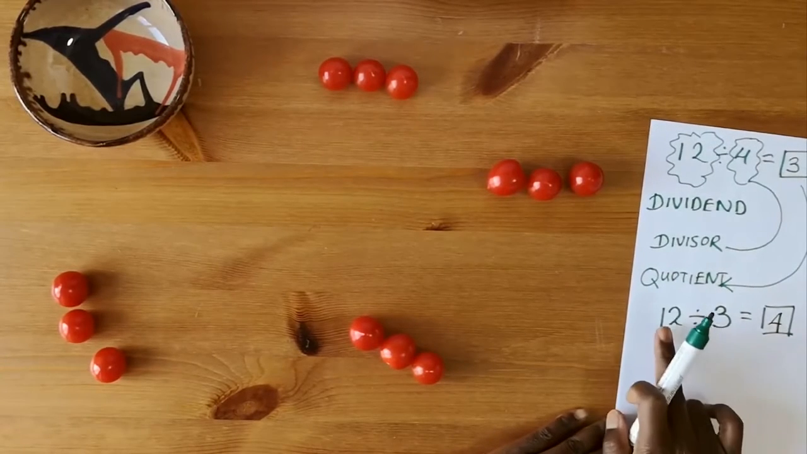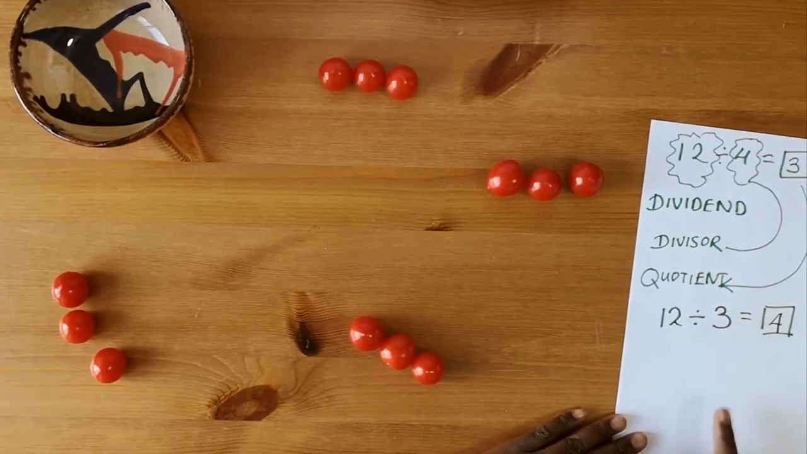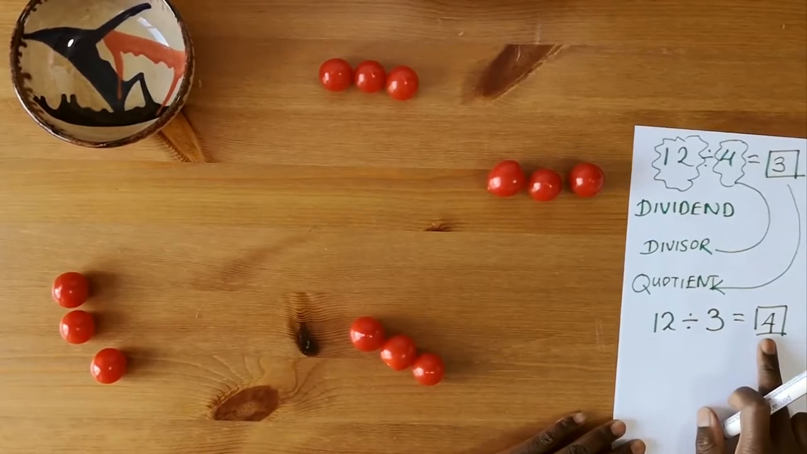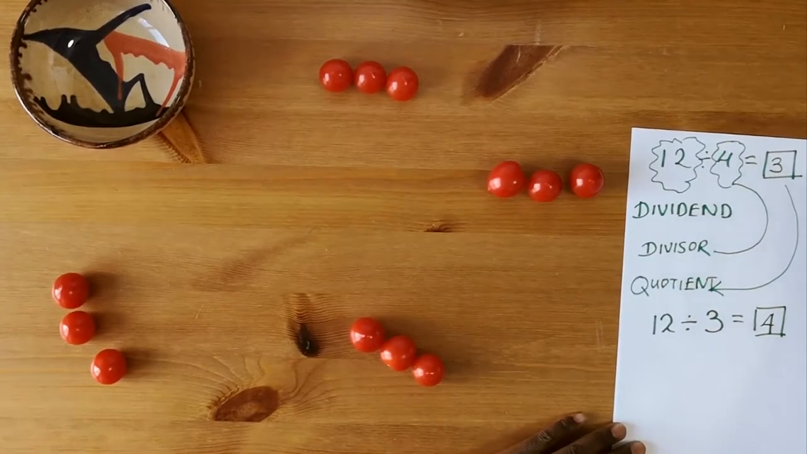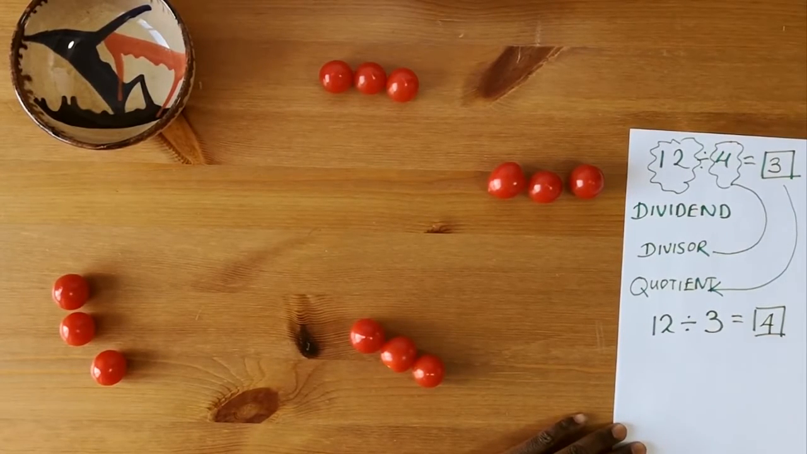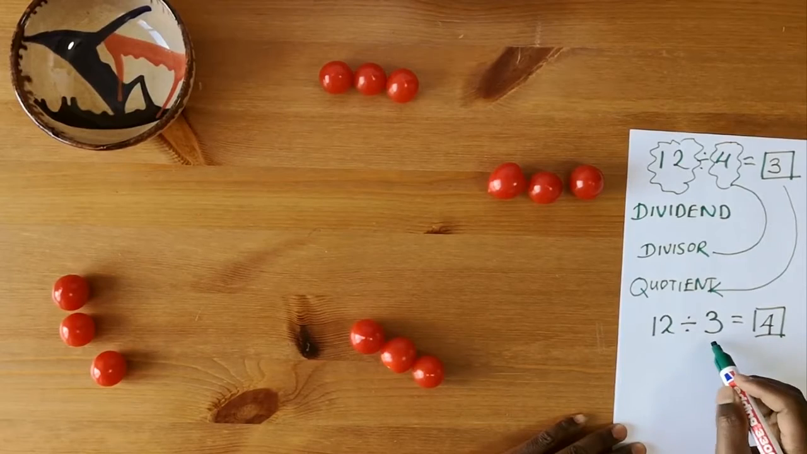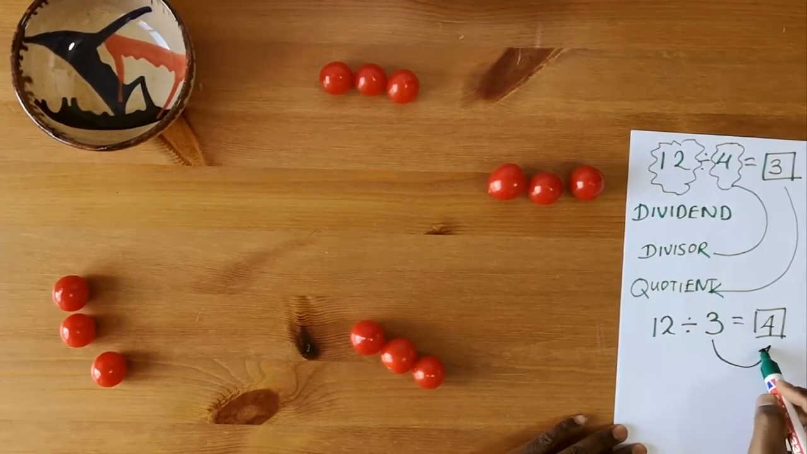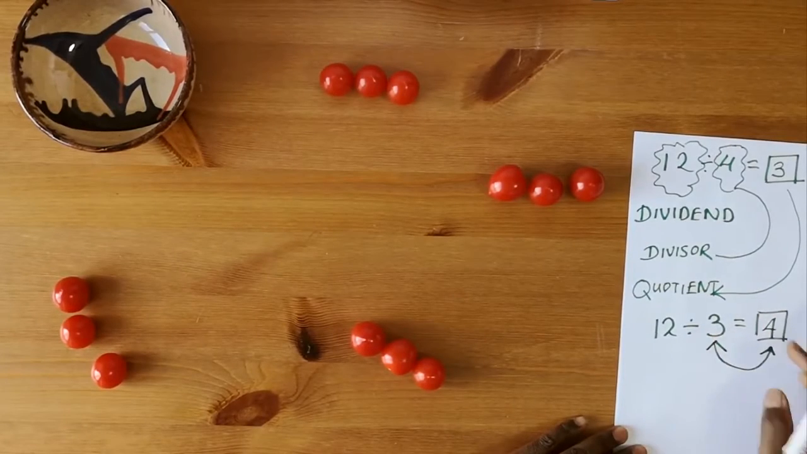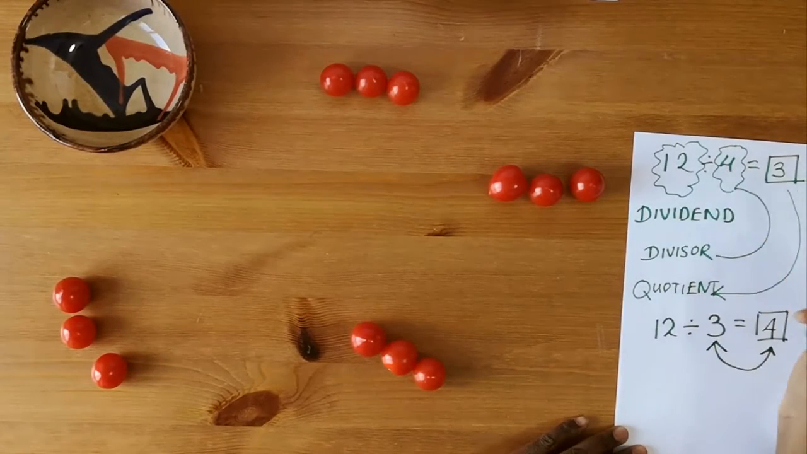Now take a look at the dividend over here, the divisor over here, and the quotient over here. Do you see a relationship? Now what happens when you switch these two? 12 divided by 3 is 4, and 12 divided by 4 is 3.